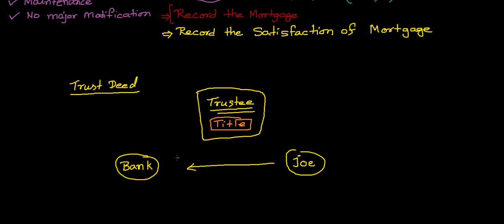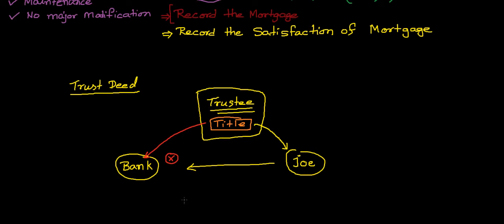Once the mortgage satisfaction is recorded, the trustee is going to give the title to Joe, and that is the process. But in case of a default, let's say Joe is unable to pay the payments, then the trustee will give the title to the bank, and the bank can go ahead and take possession of the property that Joe owns.